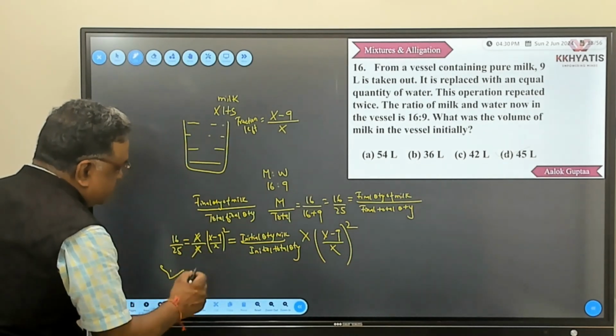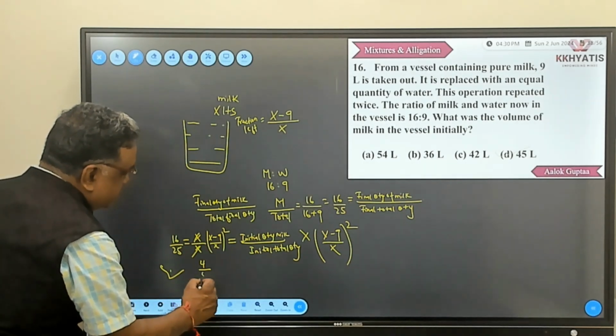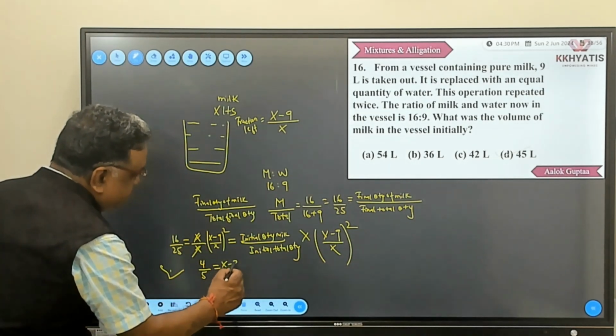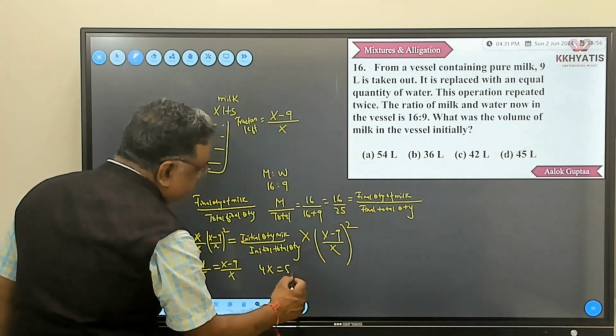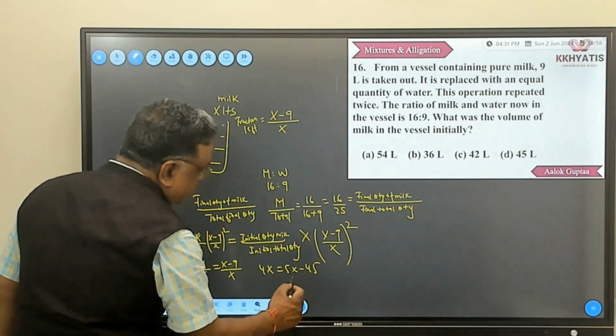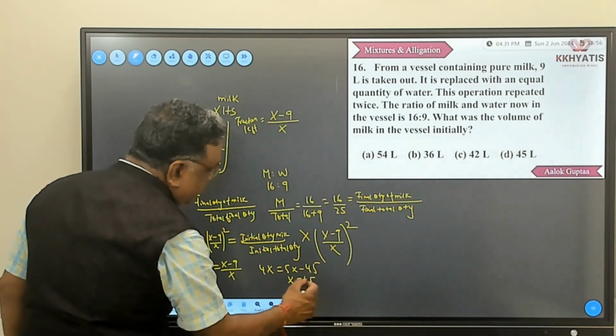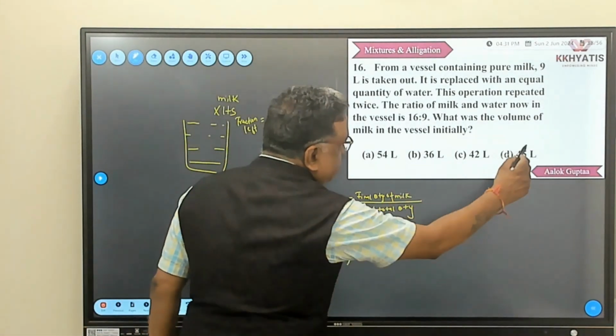So this will get cancelled if I take the square root on both the sides. Cross multiply. So the total capacity of the vessel must be 45 liters.